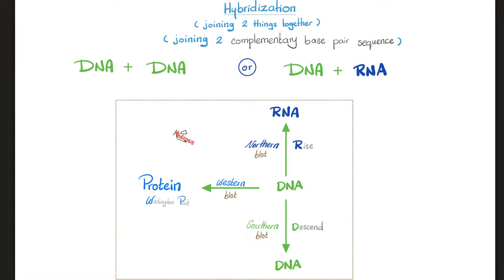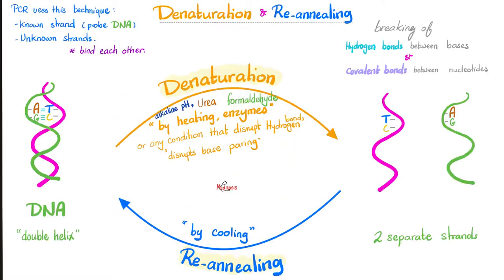Do we have any other blots? Yeah, we have Western blot. DNA with proteins. Mnemonic: Washington Post. WP. Washington Post, which is a Western newspaper, of course. Some Jeff Bezos action. Do you remember my previous videos?